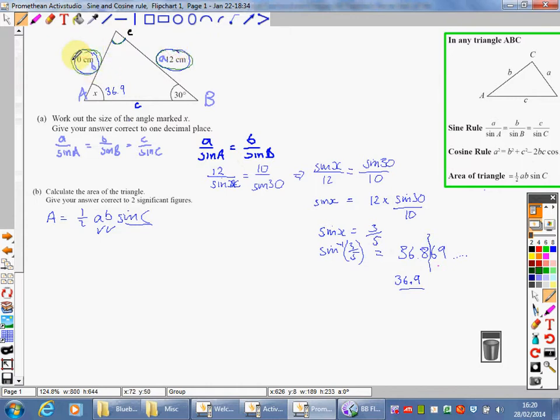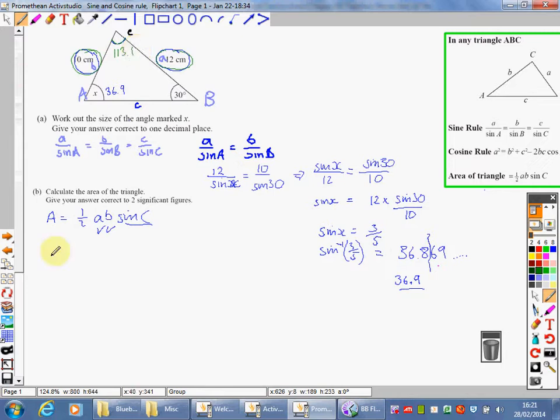Okay, well actually it's not that hard, is it? Because I've got 30 degrees there, 36.9 degrees there. Work out what that comes to. 66.9. 180 minus 66.9 will give you 113.1. So we know that's 113.1. So that's the angle there of that top angle that we have called, in this case, angle C.